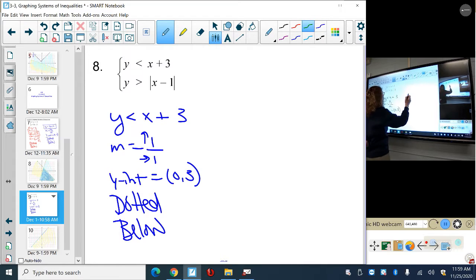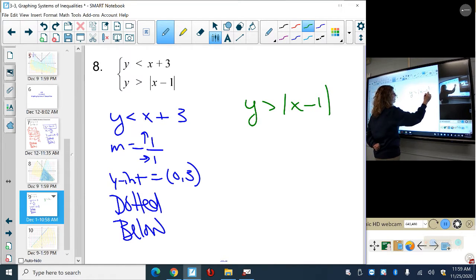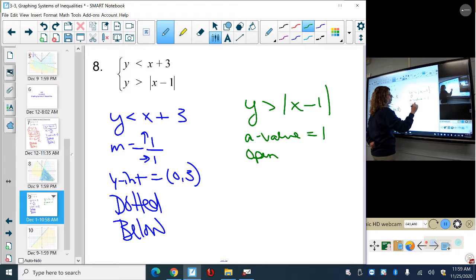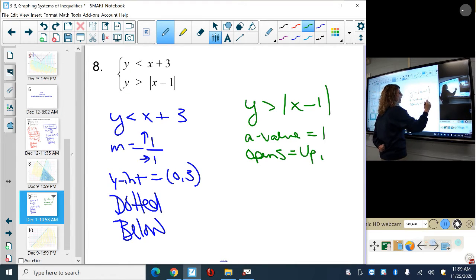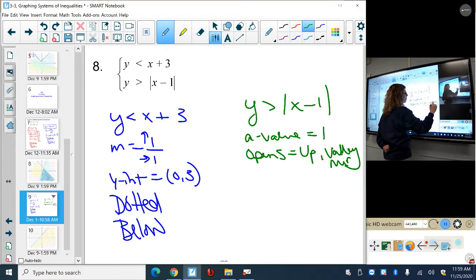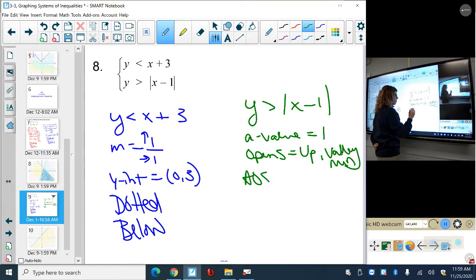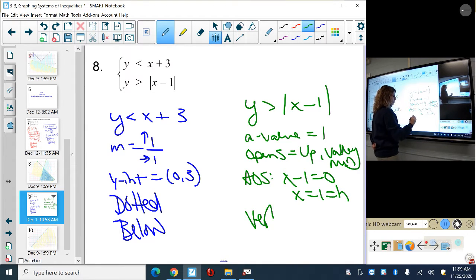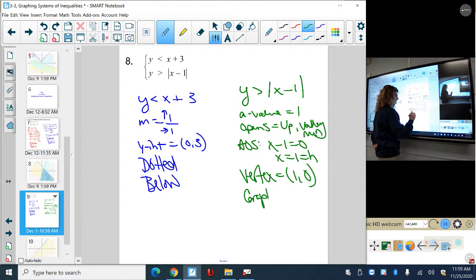The next one says that I need to do y is greater than the absolute value of x minus 1. My a value is 1. That means it's going to open up and it's going to be a valley with a minimum. My axis of symmetry is x minus 1 equal to 0, so x is equal to 1, and that's my h. That gives me my vertex to be 1, 0. There is no k. So if I'm graphing this, I'm going to go up 1 and left and right 1 because it's a minimum. And it is going to be strictly greater than, so it is going to be dotted.